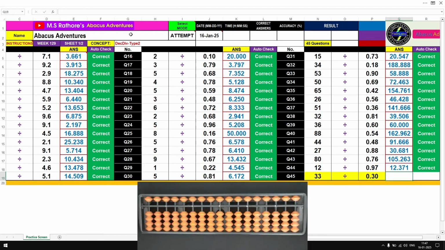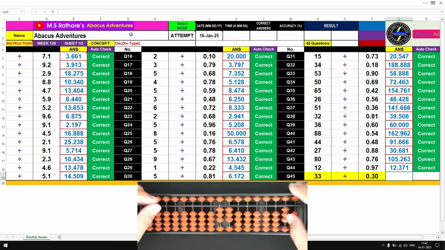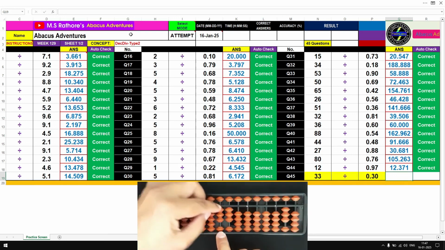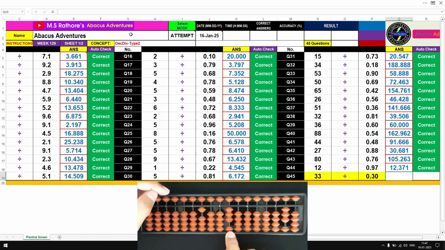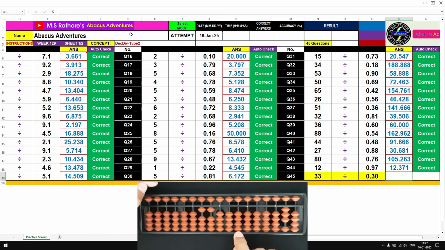Last question of this worksheet, 33 divided by 0.30 or 33 divided by 30. My finger is below 3. 3 ones are 3, shifted, 0 ones are 0, new round, 3 ones are 3, shifted, 0 ones are 0. So our answer is 110.000.